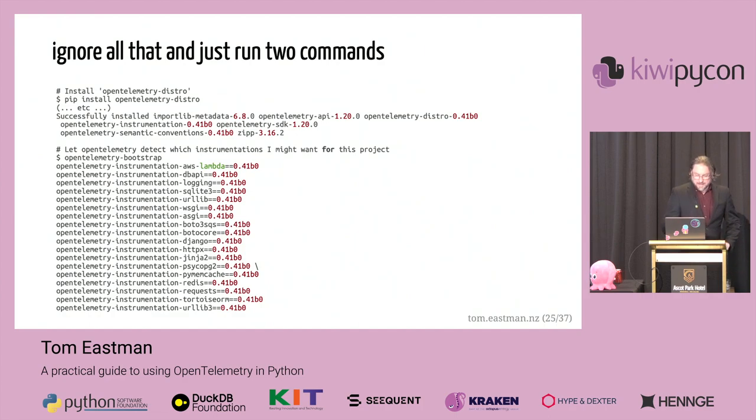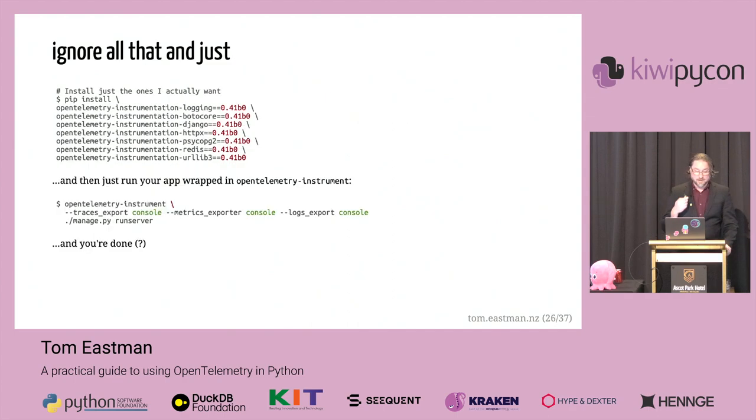It found all of these: AWS Lambda, DB API, logging, SQLite, urllib, and so on. I don't actually need all of those for Takahe. It's just that Takahe is a Django project, and Django can use a whole bunch of things, so it notices that you've got these libraries in there. In practice for this project, I installed these ones. I installed the logging hooks and Botocore, which once instrumented means basically all of your Amazon calls will get measured and traced.